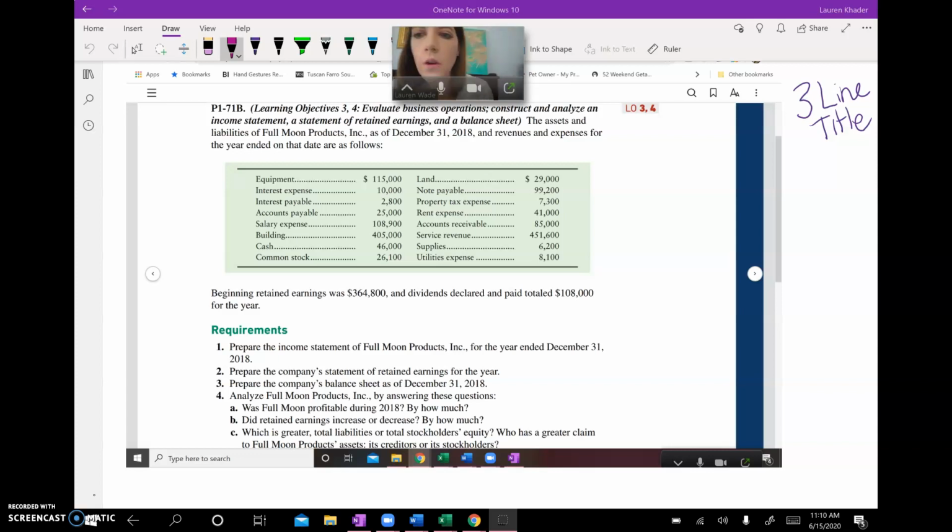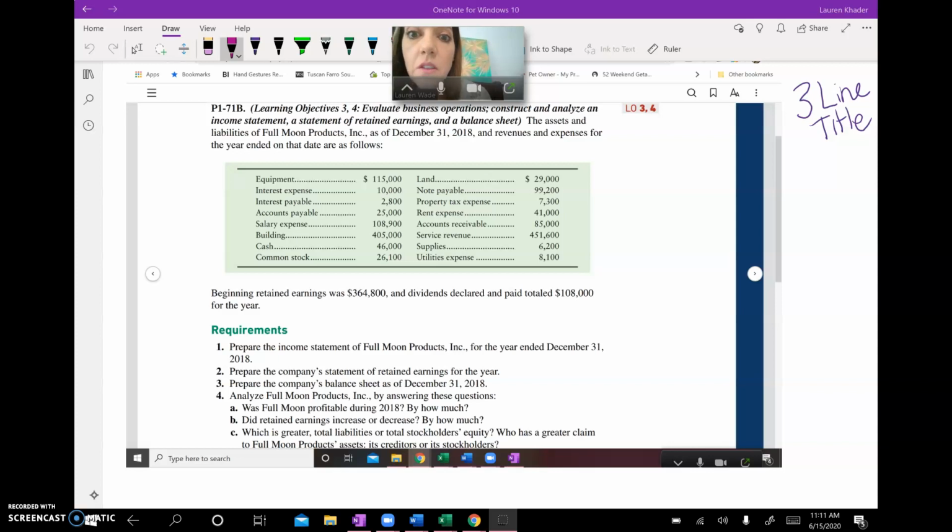So I'm going to go through problem 71B, and this is from the textbook on page 51. I chose this problem because it goes through all of the financial statements, well, at least the first three: the income statement, the statement of retained earnings, and the balance sheet. I'm going to do each of them separately.